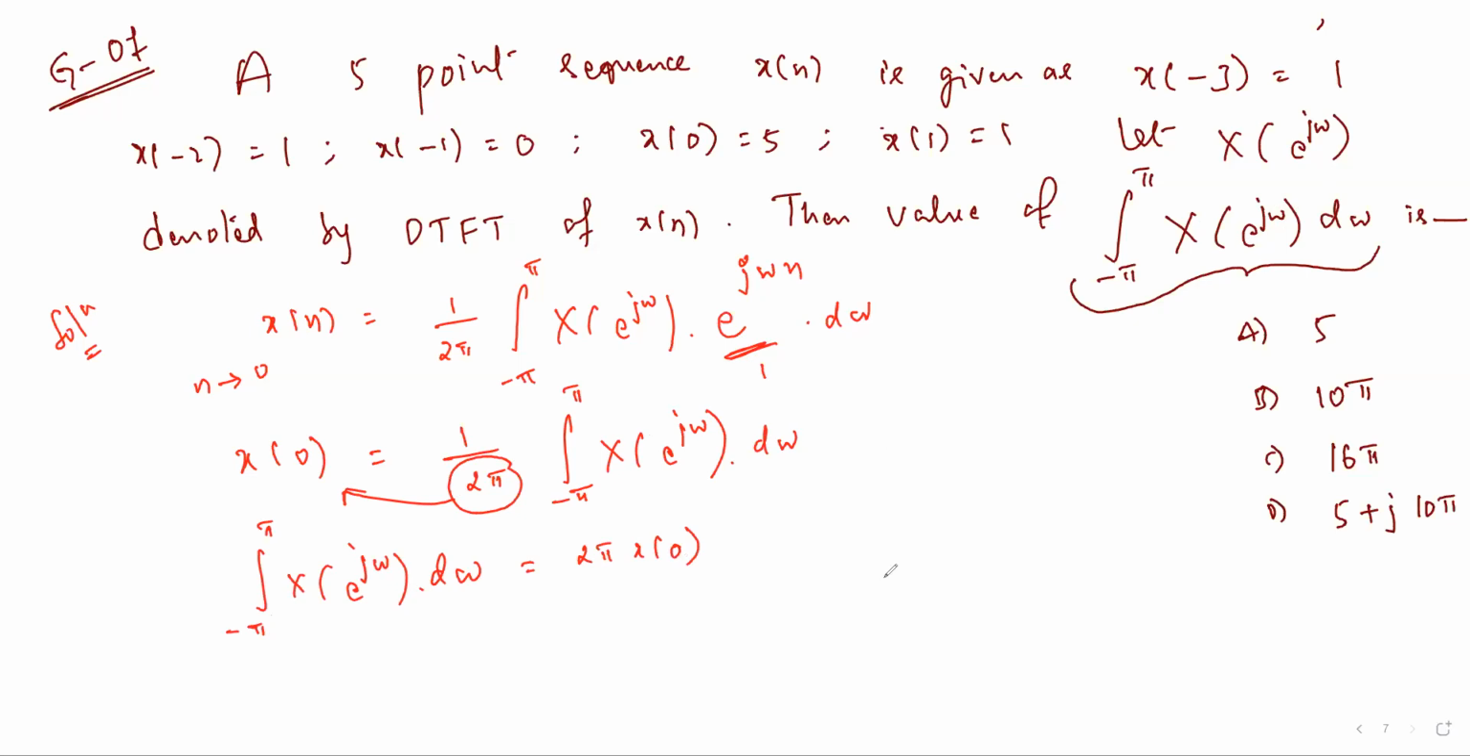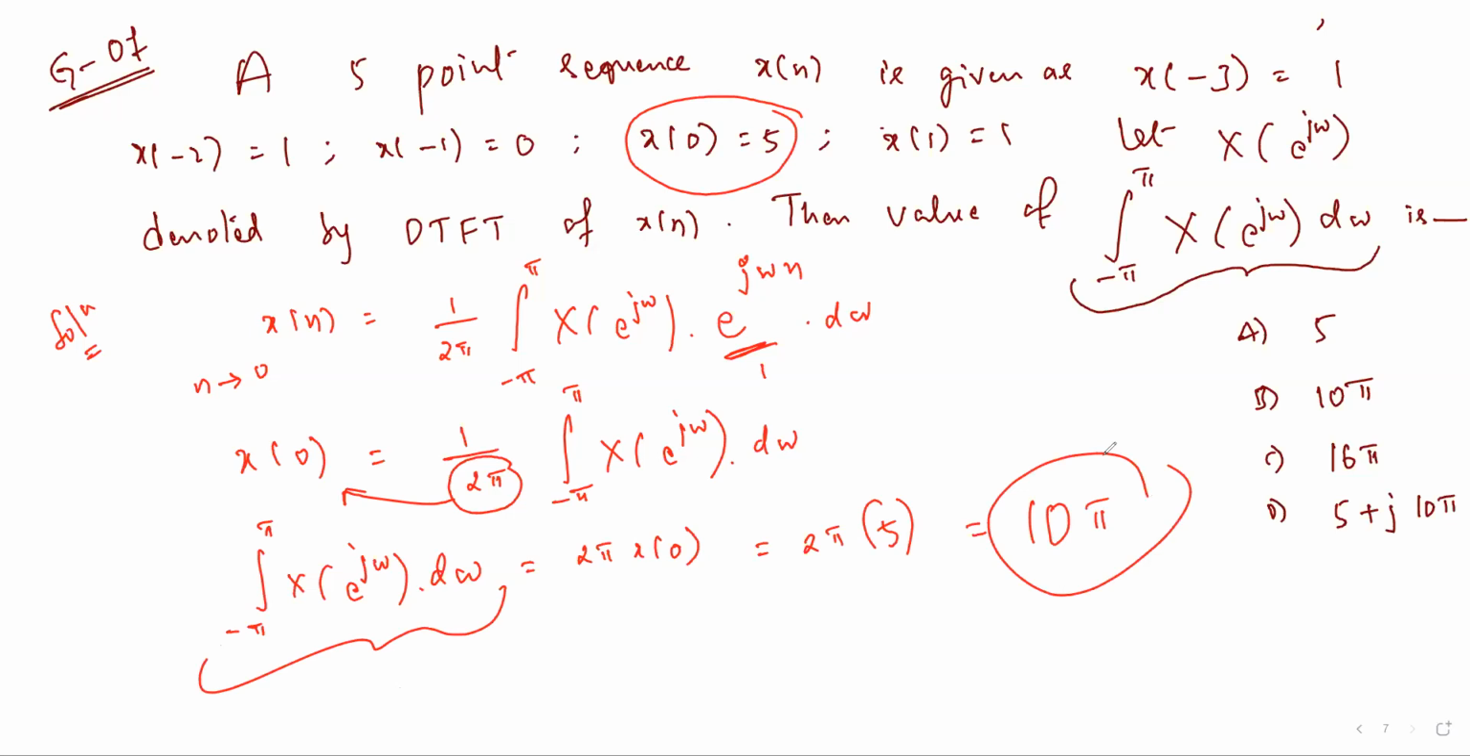Then what is x of 0? We know x of 0 is given in the question as 5. That means 2 pi multiplied by 5, which is 10 pi. That is the equation required, the value of the integral he asked. We converted it into the required and known parameters. That is 10 pi, so the right option is B. Next, GATE 2016 question.